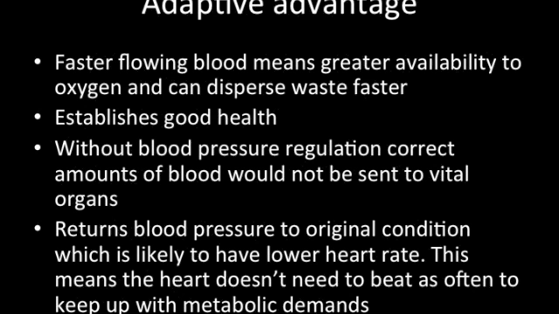As a result of homeostasis, when the wildebeest's blood pressure increases, the regular feedback loop can restore the wildebeest's blood pressure to its original condition. The original condition is likely to have a lower heart rate, which means the heart doesn't need to beat as often to keep up with metabolic demands. This means in turn the wildebeest will have more energy for other daily needs such as migration, feeding, and mating.